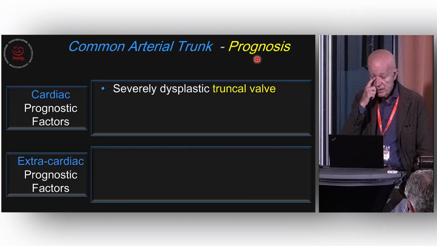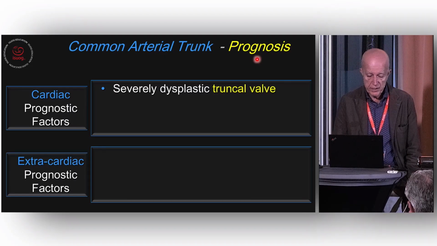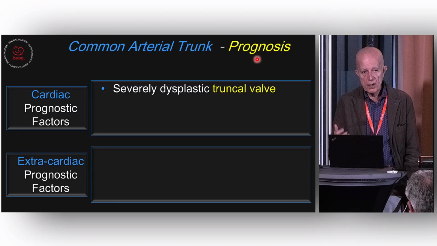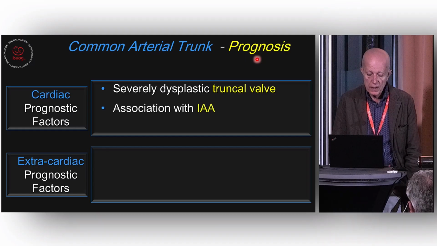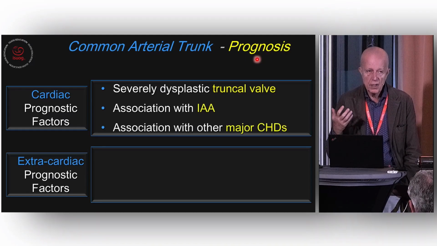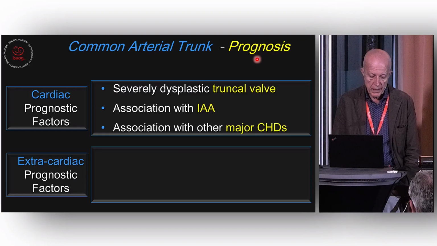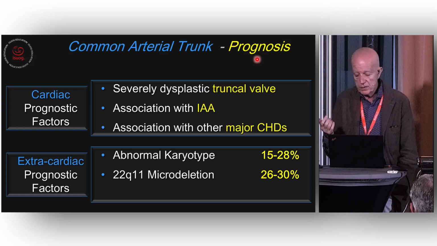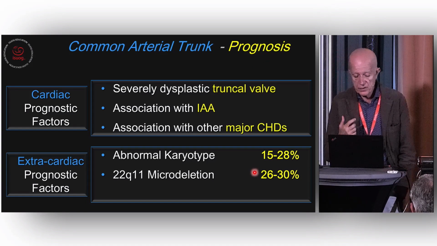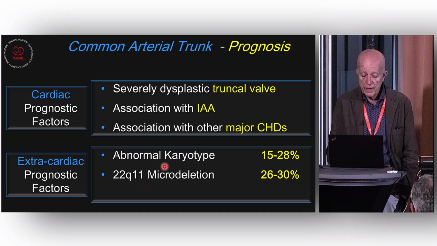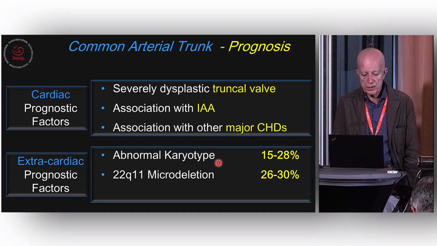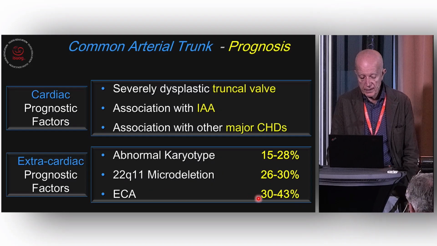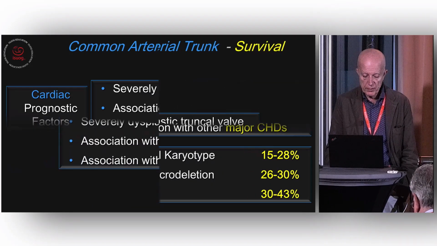So as far as the prognosis is concerned in the fetus, you have to look at cardiac features. First one, if there is a significant stenosis or insufficiency of the truncal valve. Second, if there is an association with major other congenital defects, mainly aortic arch anomalies, and also extracardiac anomalies, because you have a significant association. One in three truncus cases are associated with microdeletion 22q11. Abnormal karyotype is decreasing thanks to the introduction of cell-free DNA screening, and also a significant amount of extracardiac anomalies related to these two abnormalities.